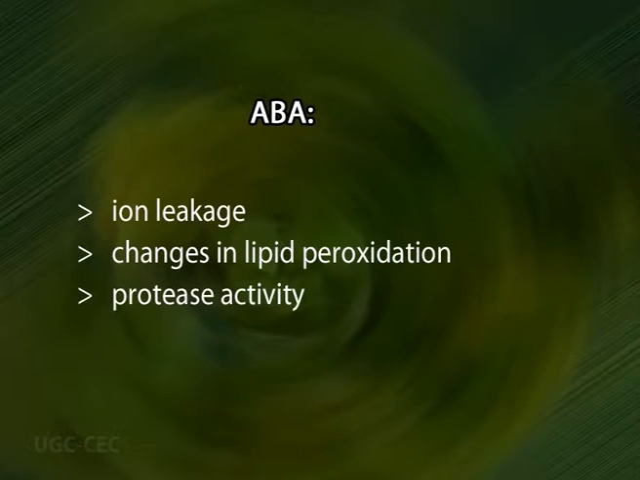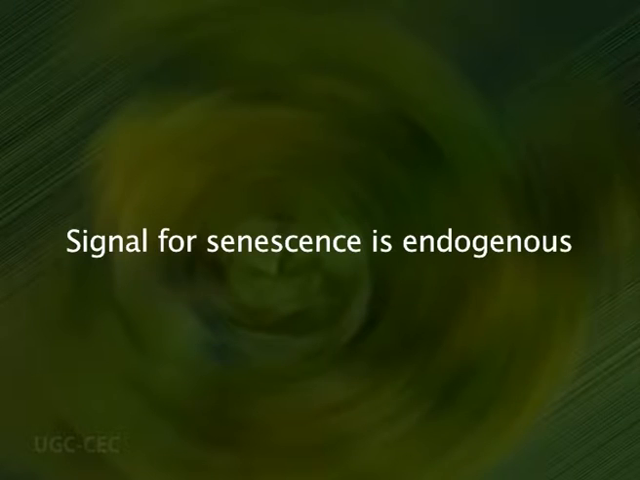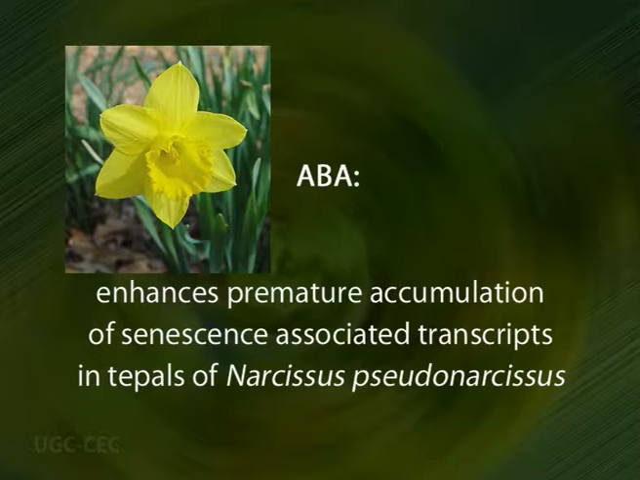Many of these senescence-related changes are brought about by it. These include ion leakage, change in lipid peroxidation, protease activity, and expression of novel DNases and RNases. It has been suggested that the signal for senescence is endogenous from the tepal cells themselves and may not require hormones as an intermediate signal. In Narcissus pseudonarcissus, abscisic acid content increased in tepals of senescent flowers, which coincided with the appearance of visible signs of senescence, and exogenous application of abscisic acid enhanced the premature accumulation of senescence-associated transcripts in the petals, indicating that abscisic acid induced the transcripts independent of ethylene.